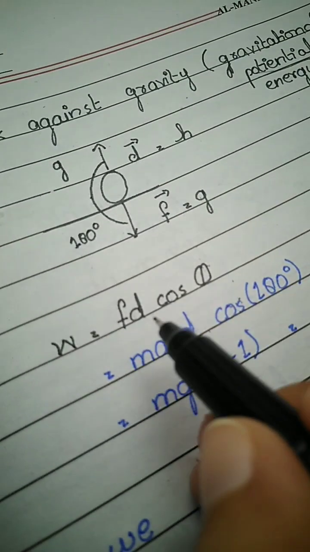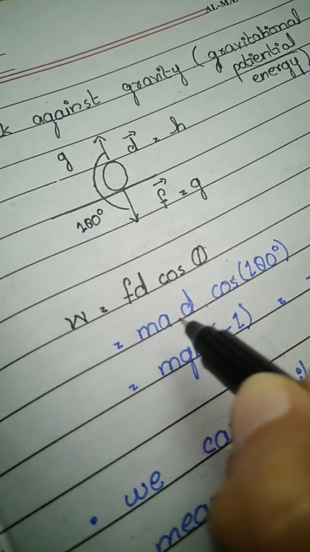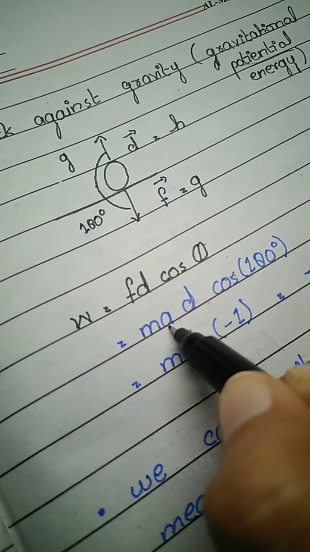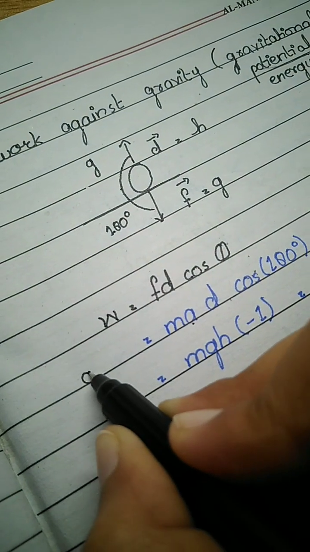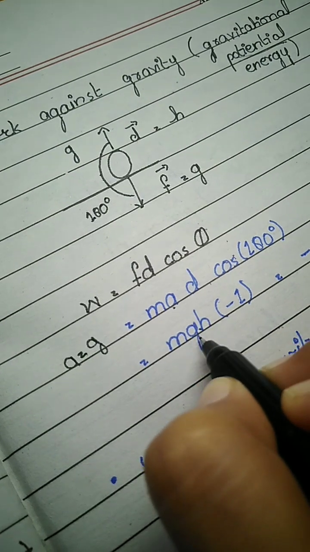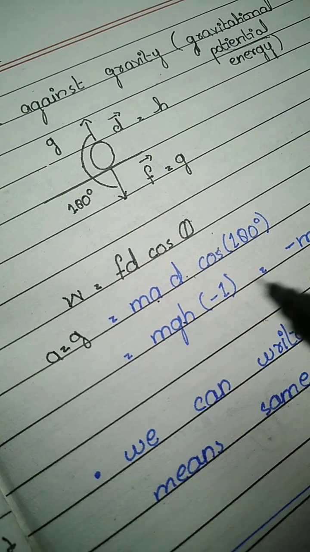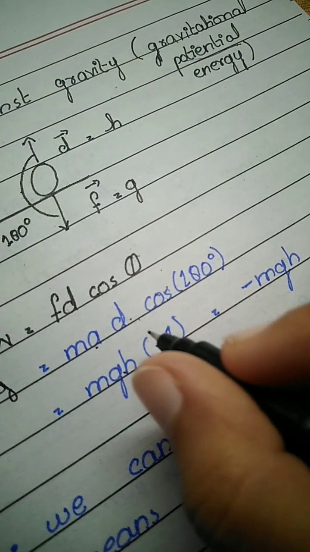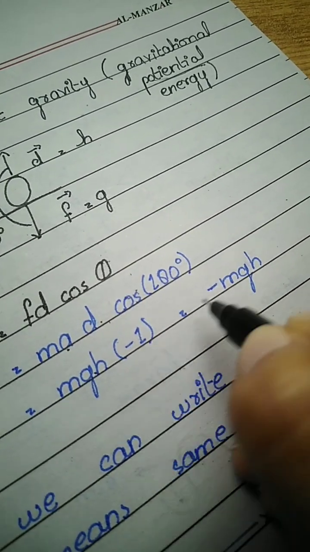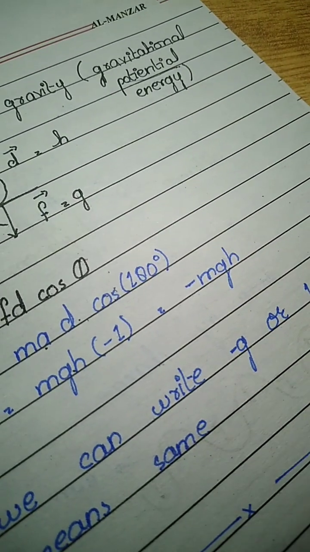Now here, in the formula F d cos theta, we can consider F is equal to ma, can't we? Here, according to Newton's law, a is equal to g. So we can write g, and displacement is equal to height, as written. So we can just say height. Cos 180 is equal to minus 1, so multiplying mgh by minus 1 gives us minus mgh. And that's the gravitational potential energy.